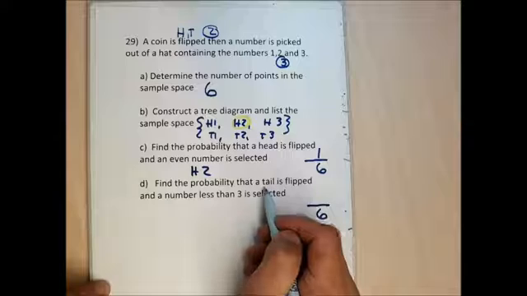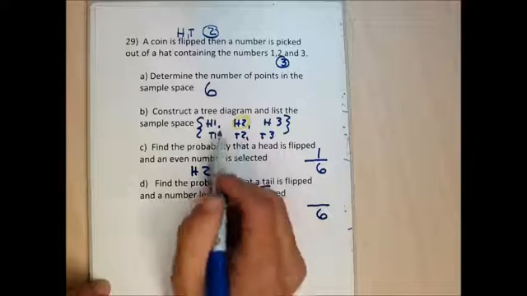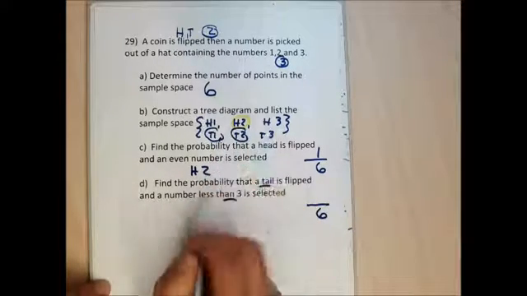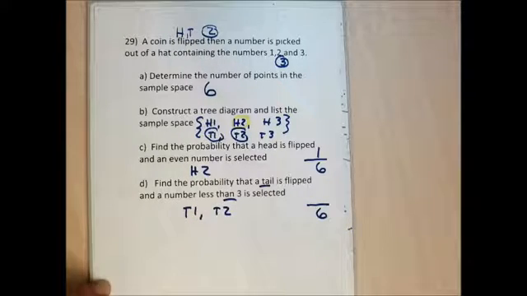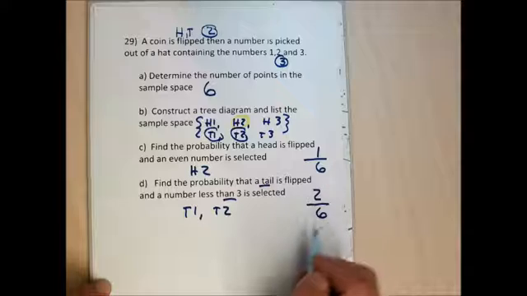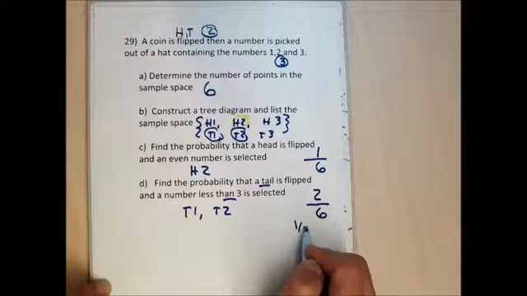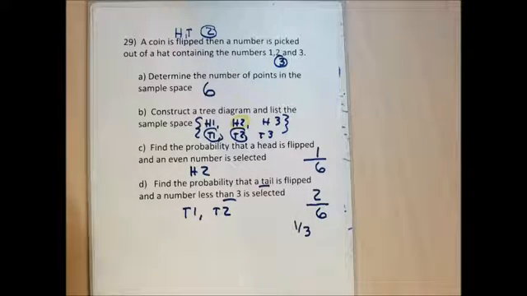For D, I need a tail and a number less than 3. The items in the sample space that have a tail and a number less than 3 are those 2. That would give me a 2 in 6 probability, which reduces to 1 in 3. So just in case you decided to do that and you want to have an answer to check, I believe that should be the right answer, unless I made some horrible mistake, but I don't feel like I did there.